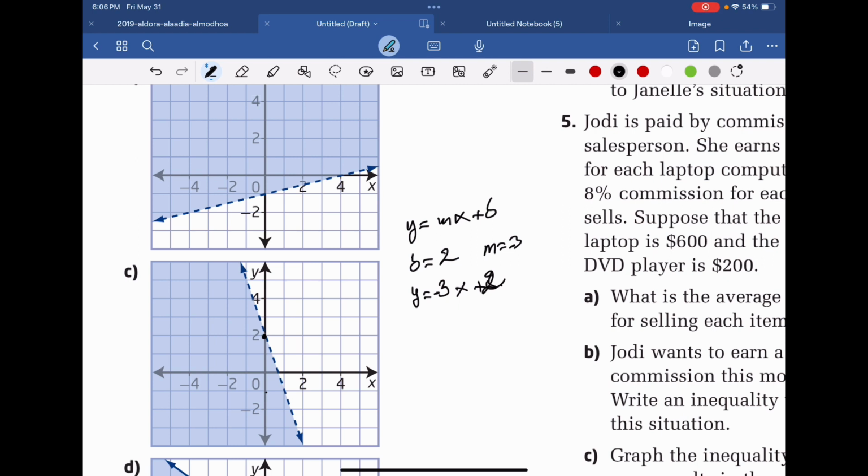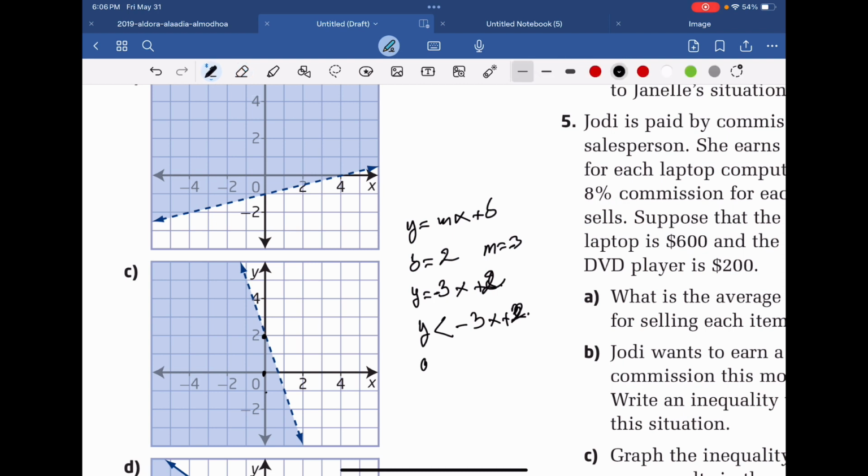My line is not a solid line, so it is a dashed line, so it will be strictly less than. So let me try this: y is less than minus 3x plus 2. Same thing, I have 0, 0 here. Let me try with 0. If I find it correct, 0 is less than something, that means the 0 is included, and that's the good equation that we are looking for.